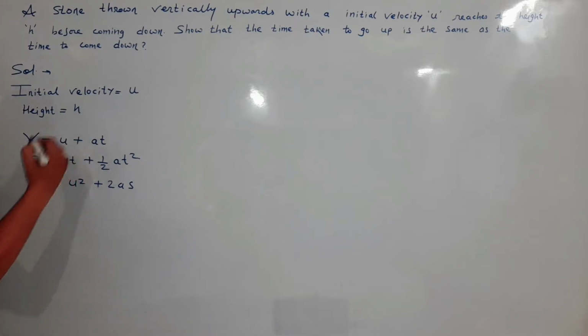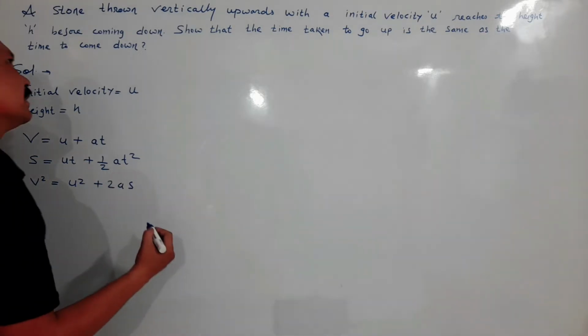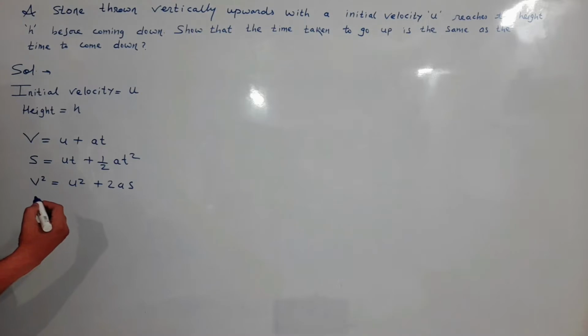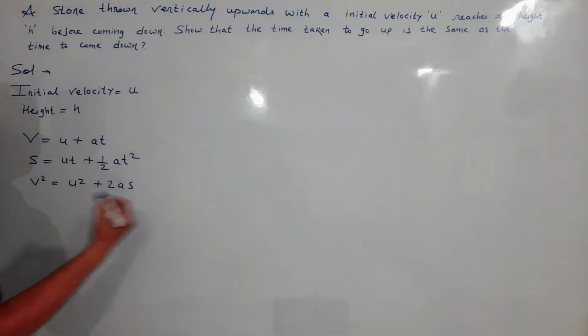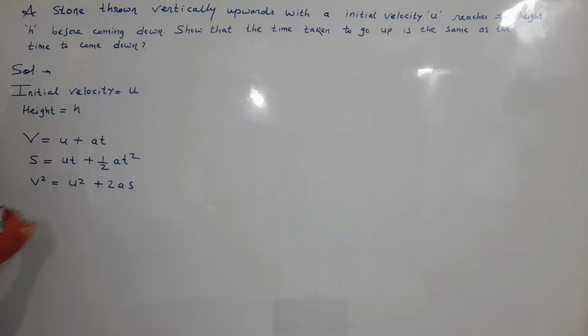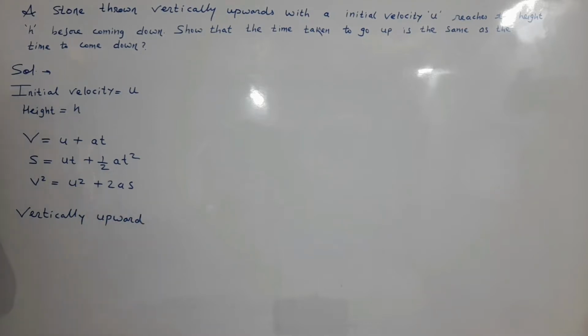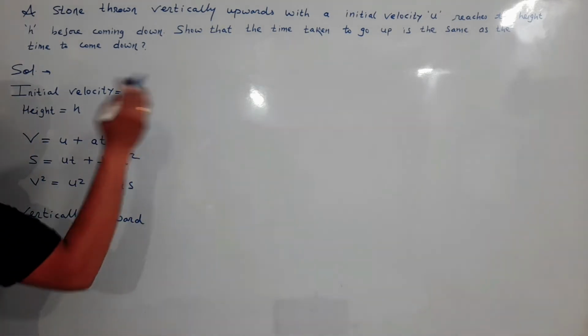We will make use of these three kinematical equations to show that the time taken by an object to move vertically upward to a height h is equal to the time for the stone falling down to the surface of the earth. So my dear student, first we will consider the stone thrown vertically upwards. Let's calculate the time taken for the stone, when thrown vertically upward, to attain the height h.